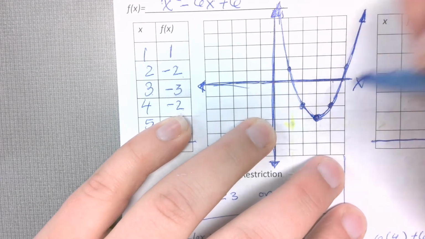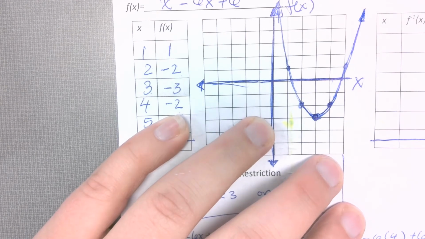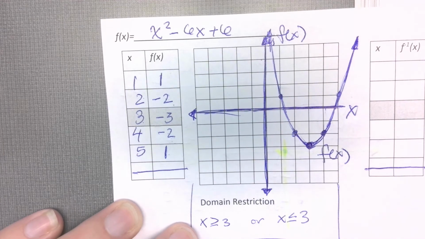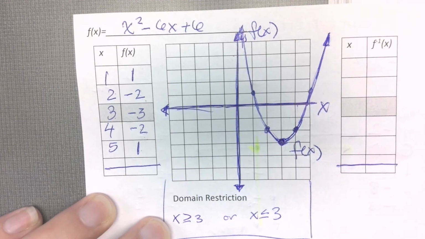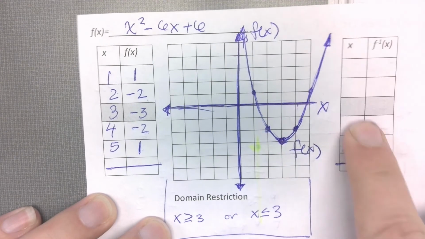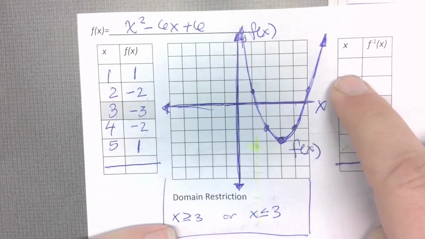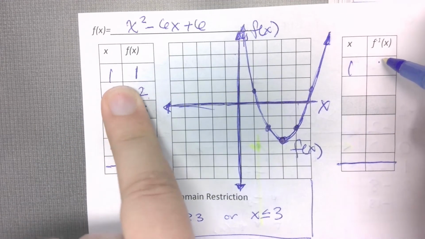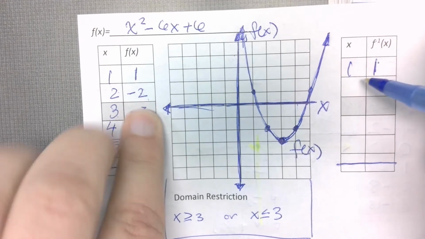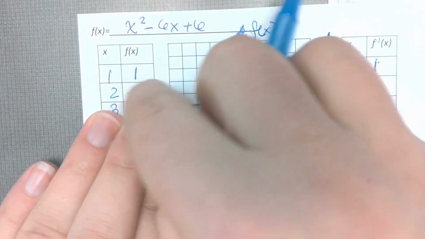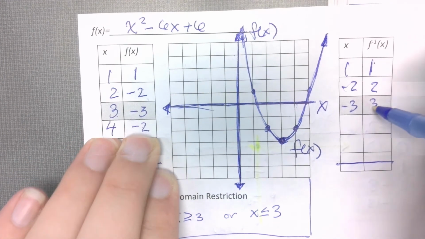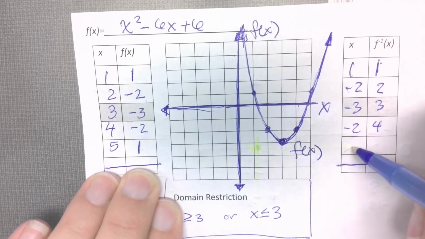Okay, and we're going to label this one our f of x. All right, this is my f of x. Pedro, can you help us set up this table, please? What's going to go here? 1, yep, and 2. Then -2, and then 2. And then negative 3 and 3. Good. And then negative 2 and 4. Good. And then 1 and 5. Perfect.